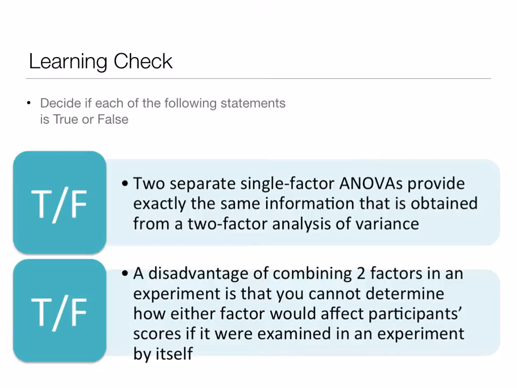Here's another learning check. Decide which ones are true and false. Again, pause the video, work through these, and come back and listen to the answers. True or false, two separate single-factor ANOVAs provide exactly the same information that is obtained from a two-factor analysis of variance. And the second question is, true or false, a disadvantage of combining two factors in an experiment is you cannot determine how either factor would affect participants' scores if it were examined in an experiment by itself. Again, pause the video, work through the truth or falseness of these statements, and come back.